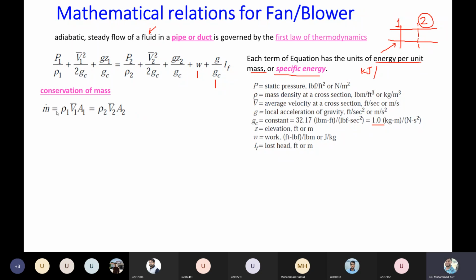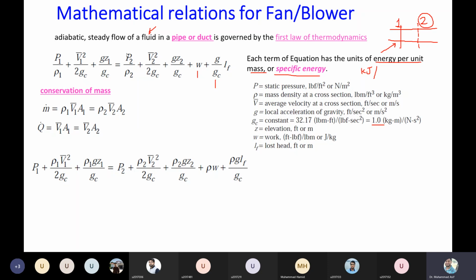The conservation of mass means the mass at section 1 remains the same at section 2. That's a fundamental equation, and you're familiar with that. Again, that is an average velocity, and you can convert V1A1 into the form of flow rate. Density multiplied by flow rate is the mass flow rate, right? In the above equation, each term has the unit of specific energy. You can also rearrange the above equation.